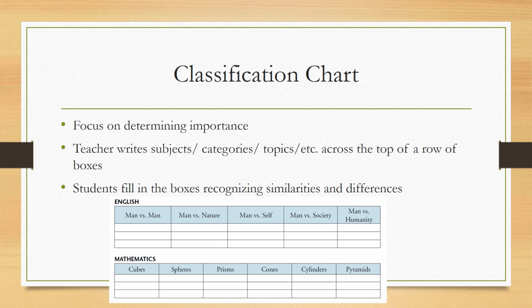Classification charts help determine importance. The teacher gives a list of charts and has subjects or categories across the top. The students then fill in the boxes and recognize similarities and differences within the boxes about these topics. The teacher does need to make sure that the boxes are large enough they can write information in, but it's a great tool for organizing information and letting students see what you feel is important within the chapter.